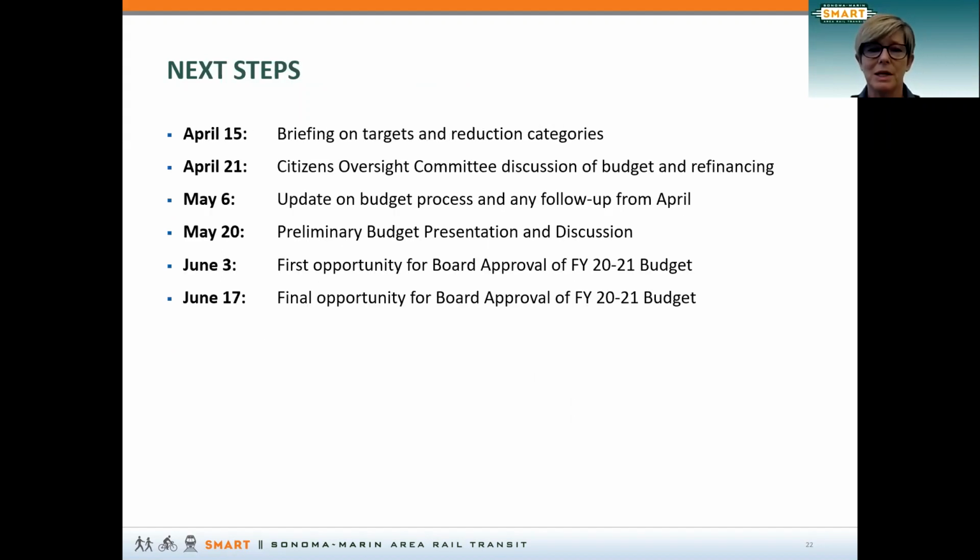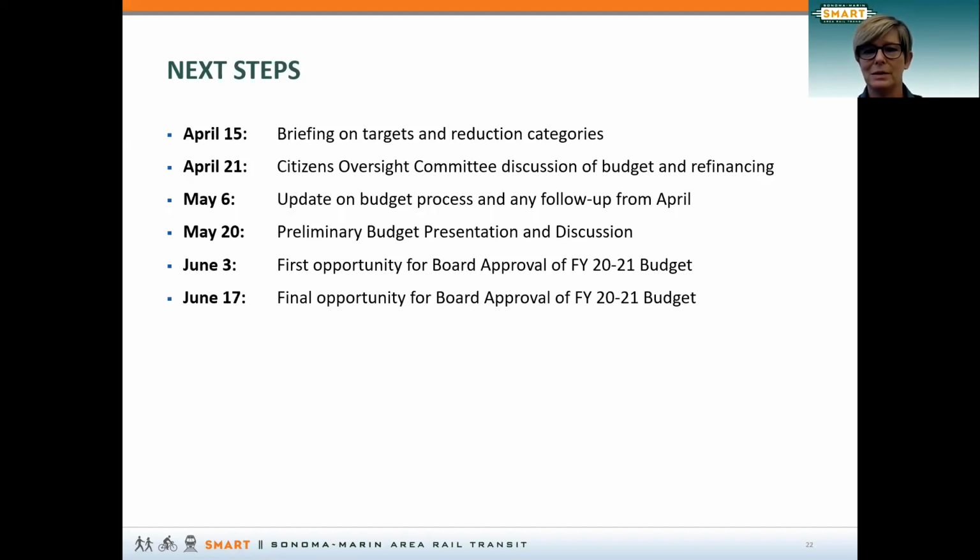The initial budget process, our initial targets, were on April 15th, when we briefed the board and got their input. Today, we're meeting to brief you on the budget and talk to you about the refinancing, particularly the refinancing, something we wanted to talk to you about. There is a May 6th board meeting where there could be an update on the process and where we are.